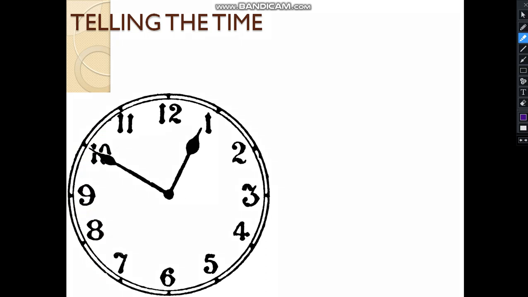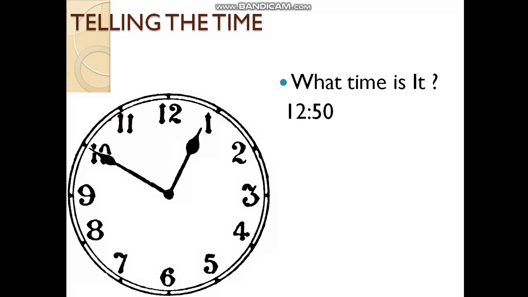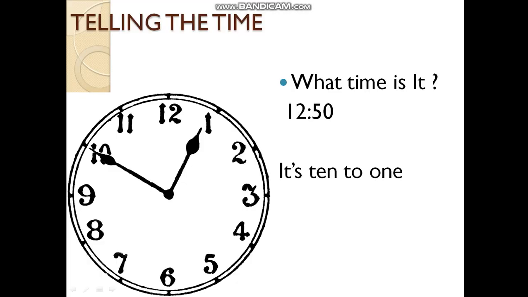How many minutes are remaining for this? 5, 10. How many minutes are remaining for 1 o'clock? It's 10 minutes. What time is 12:50? In simple way, it's 10 to 1. We will tell that time by how many minutes are remaining. It's 10. We will say it's 10 to 1.